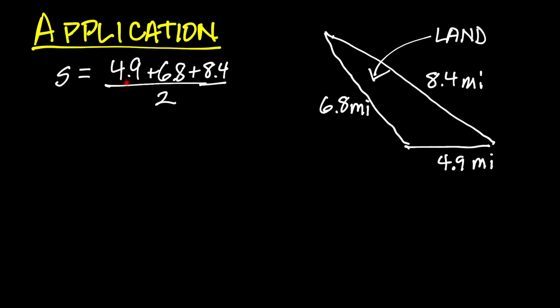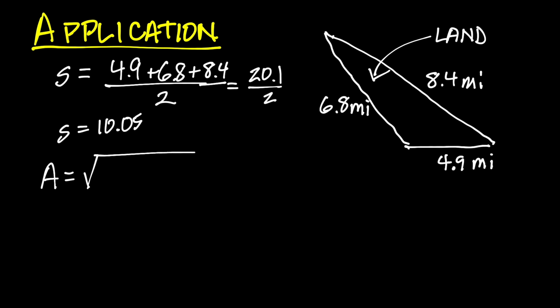So I would take the three measurements, 4.9, 6.8, and 8.4, and divide by 2. So that's called figuring out the semi-perimeter of the triangle. So we add those all up and we get 4.9 plus 6.8 plus 8.4 is 20.1. 20.1, divided by 2. So that gives me a semi-perimeter of 10.05.